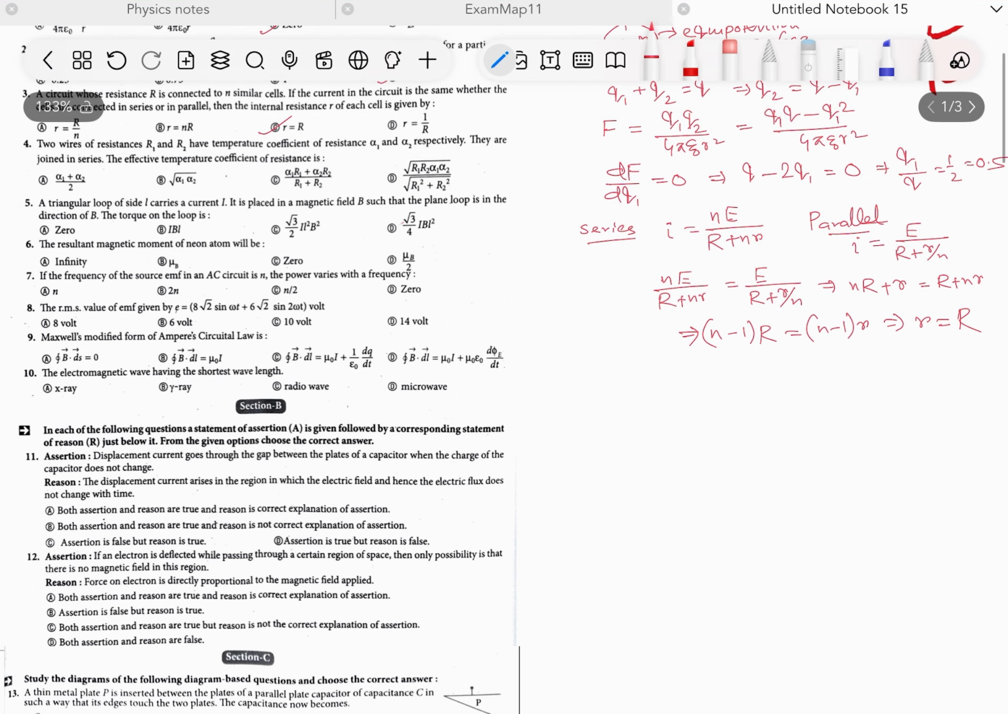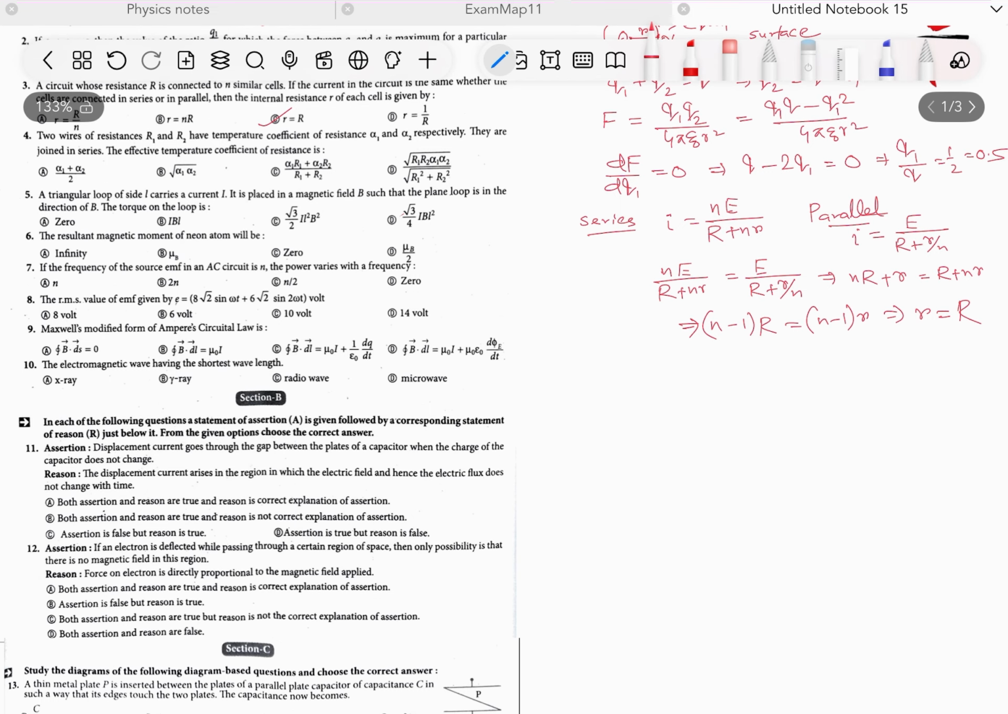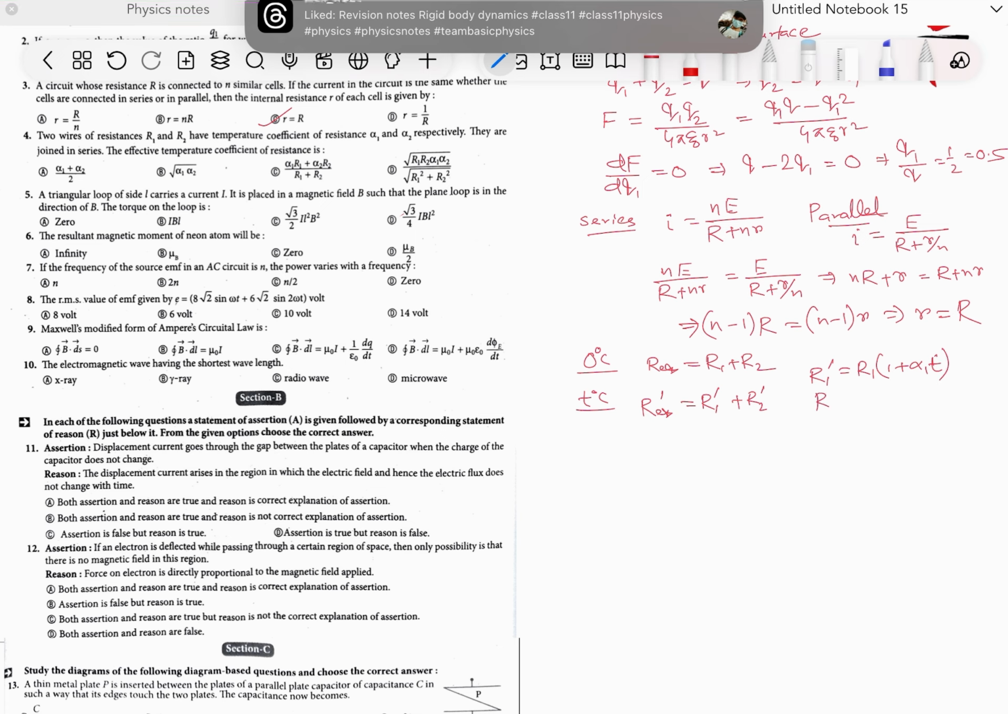Now question number 4. Two wires of resistances R1 and R2 have temperature coefficient of resistance alpha 1 and alpha 2 respectively. They are joined in series. The effective temperature coefficient of resistance is. Now suppose at 0 degree centigrade, the R equivalent will be R1 plus R2, and at T degree centigrade, that R equivalent dash will be R1 dash plus R2 dash, where we can write R1 dash equal to R1 into 1 plus alpha 1 T, and R2 dash equal to R2 into 1 plus alpha 2 into T.